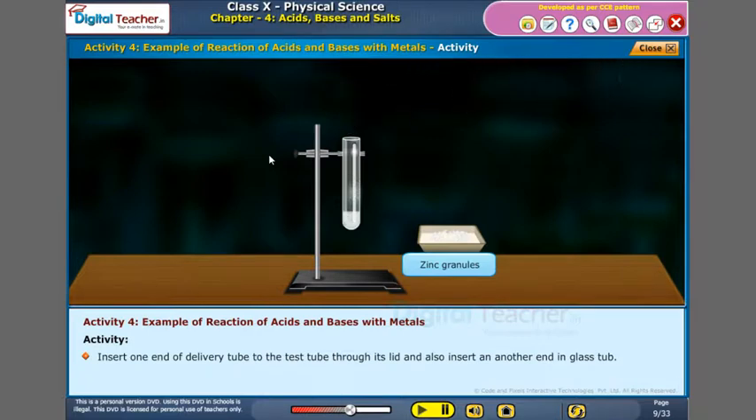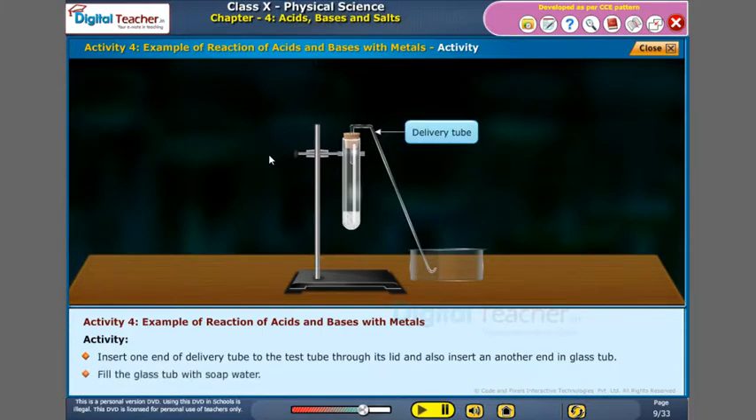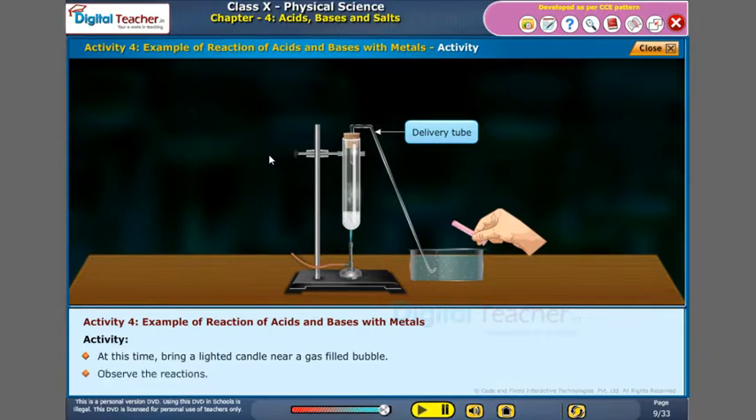Insert one end of the delivery tube to the test tube through its lid and also insert the other end in a glass tub. Fill the glass tub with soap water. Now pass the gas evolved through the soap water. At this time, bring a lighted candle near a gas-filled bubble. Observe the reactions. Make a note. Be careful while handling the acid.